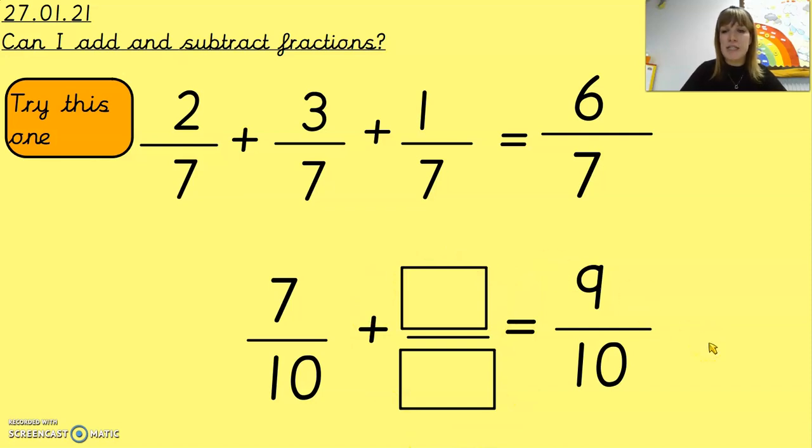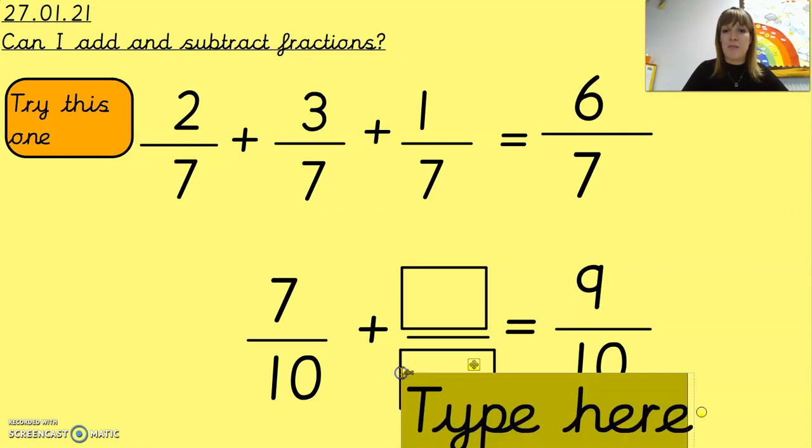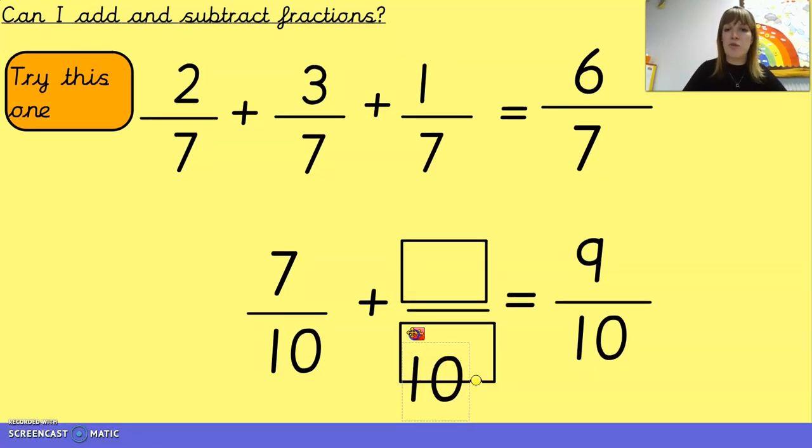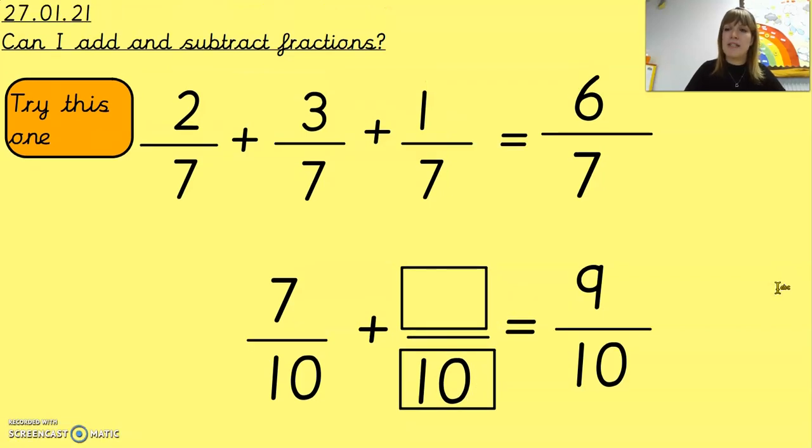Now you can do this in 2 different ways. We know that my denominator is going to be 10 because my denominator always stays the same. So you can add your denominator in there. And then we can find out what I need to add to 7 to equal 9. So I could just count up and go, okay, I've got 7, 8, 9. It's 2. So 7 tenths add 2 tenths equals 9 tenths.